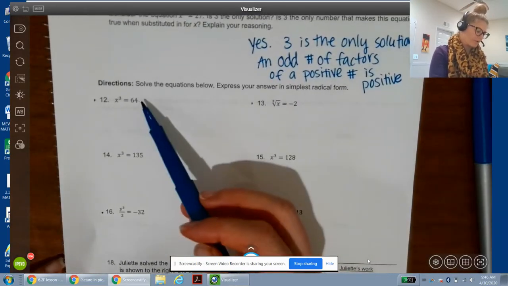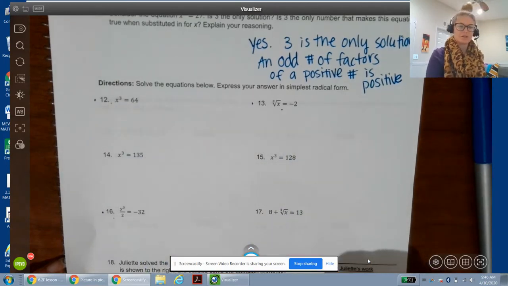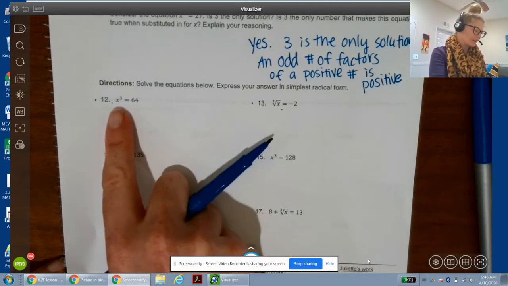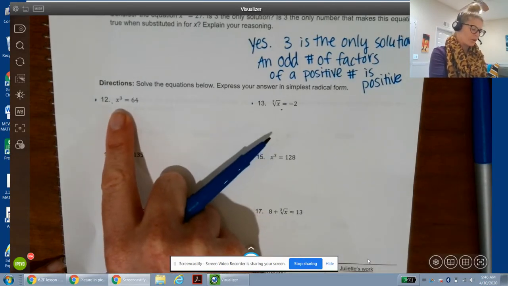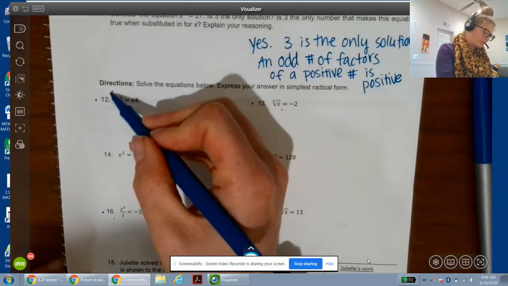I'm going to help you solve 12, 16, and 13, and then you're going to solve 14, 15, and 17 after we do these together. So let's take a look. x cubed. We notice that our exponential expression, x cubed, is already isolated. How do you undo cubing? That's right, take the cube root.